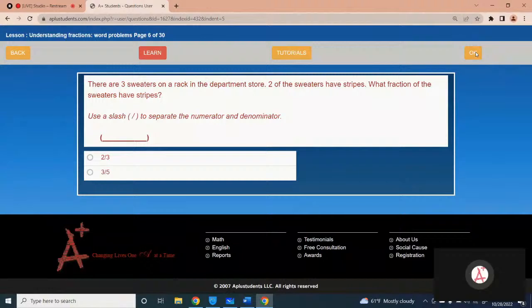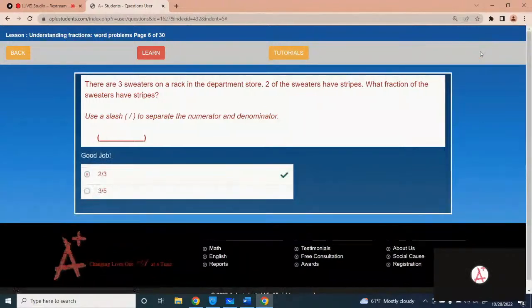Okay, the next one is there are 3 sweaters on a rack in a department store. 2 of the sweaters have stripes. What fraction of the sweaters have stripes? It would be 2 over 3. Got it? So just select the correct option and then click on the OK button.